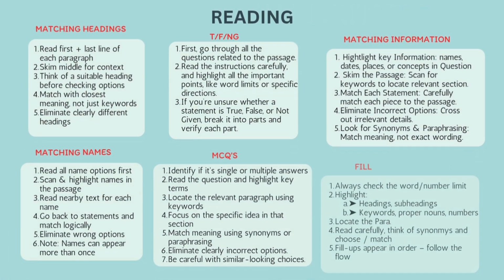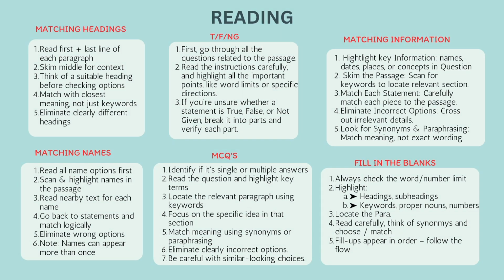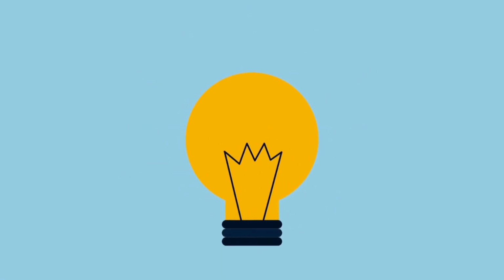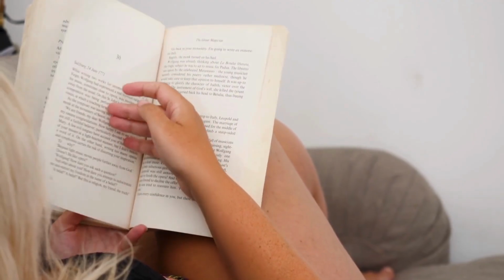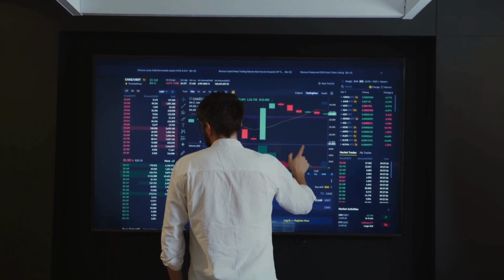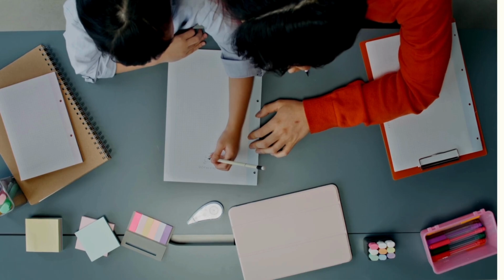Moving on. Here are 6 common IELTS reading question types, along with simple strategies to handle each one. This slide is just to give you a quick idea of how to approach them. You don't need to master everything right away. Just read through each type, understand the basic steps, and try applying them during your practice sessions.